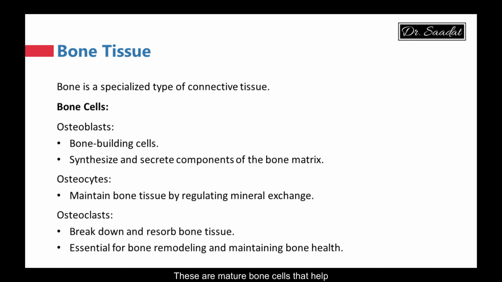Osteocytes. These are mature bone cells that help maintain bone tissue by regulating mineral exchange. Osteoclasts. These cells are responsible for breaking down and resorbing bone tissue. They are essential for bone remodeling and maintaining bone health.